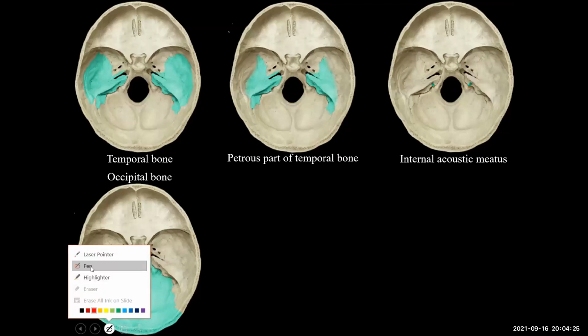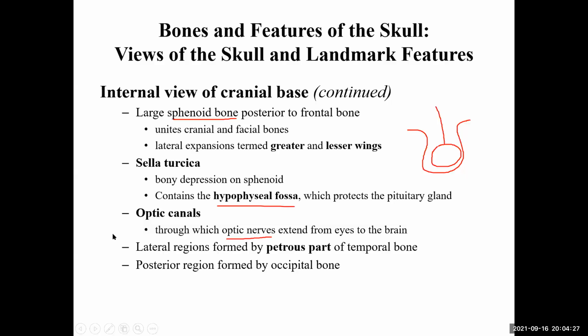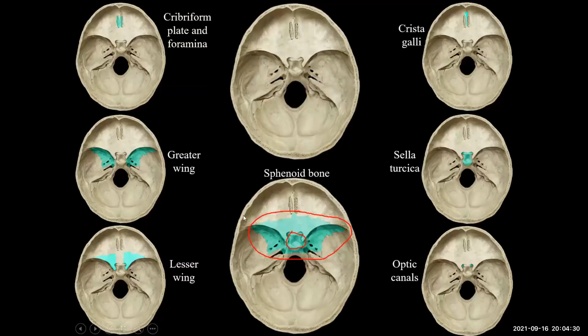So here you can see, let's go back. Again, here's the sphenoid bone. So this portion down here, that's the greater wing. This portion up here, this is the lesser wing. Sella turcica is right in the middle, and then on either side, here and here, those are the optic canals. The optic nerve is going to travel through those because it's coming off of the eyeball.